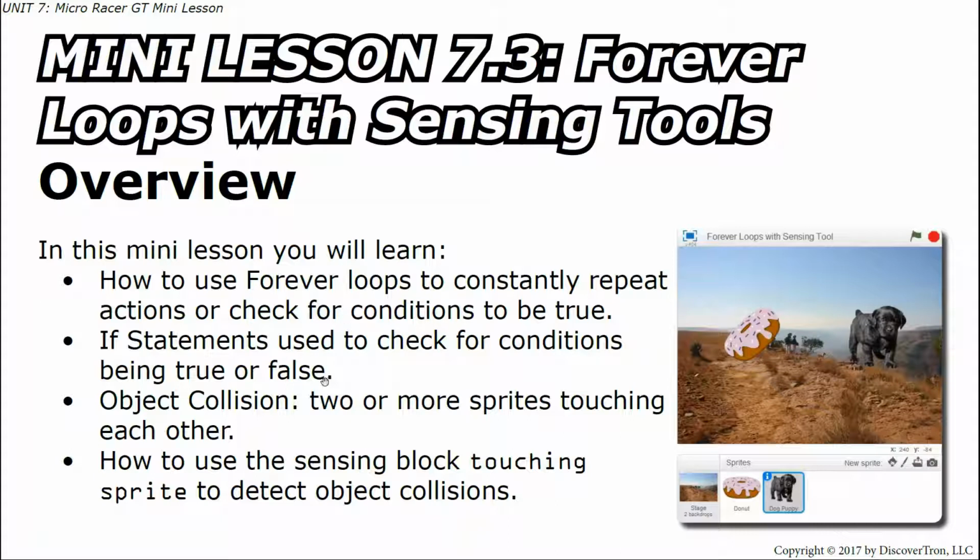The forever loops let us just keep repeating particular actions on the screen or checking for something. Object collisions, we're going to look for two objects colliding with each other. That's a term you should get to know, especially if you're interested in making video games in the long term. We're also going to learn how to use the sensing block for touching. It's called touching sprite. That's the block we'll be using to detect the object collision.